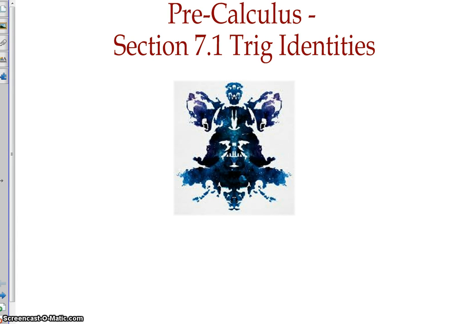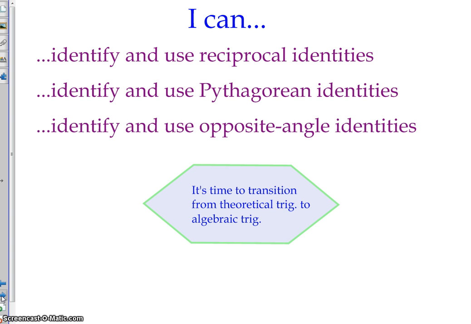Okay, today we are starting our chapter 7, and chapter 7 is all about transitioning into using these trig functions and looking at them algebraically instead of graphically. So we're really going to be looking at replacement and what we can do to look at some different algebra ideas. So we're going to start with our goals for today.